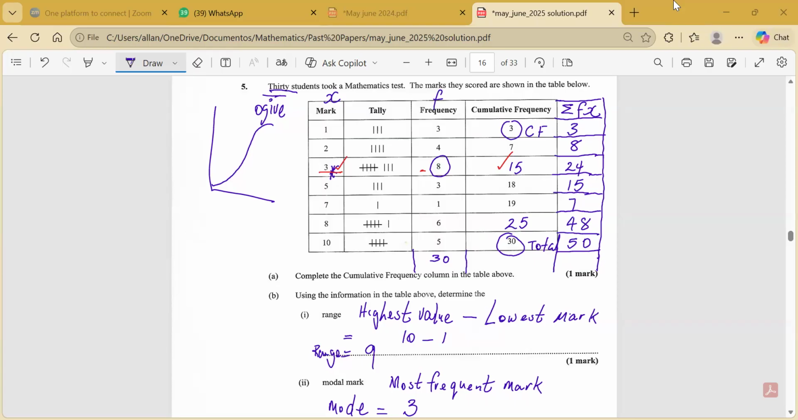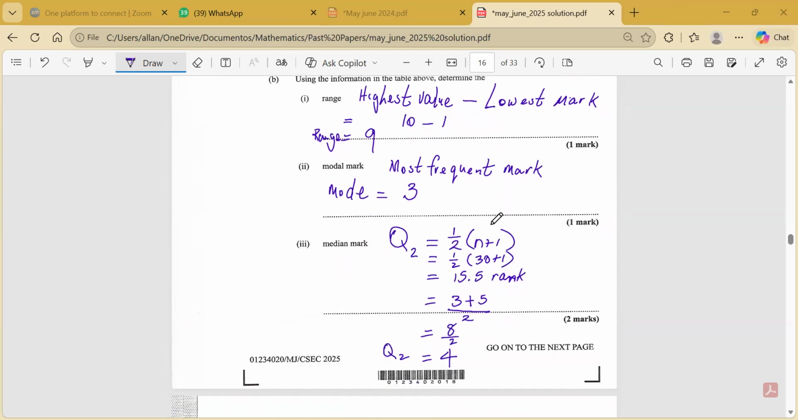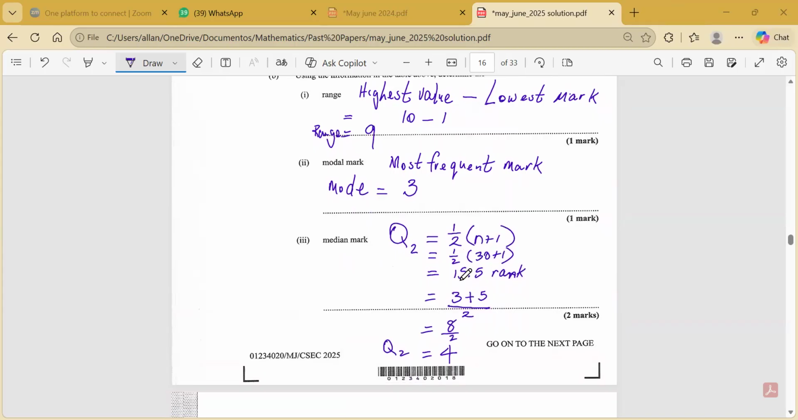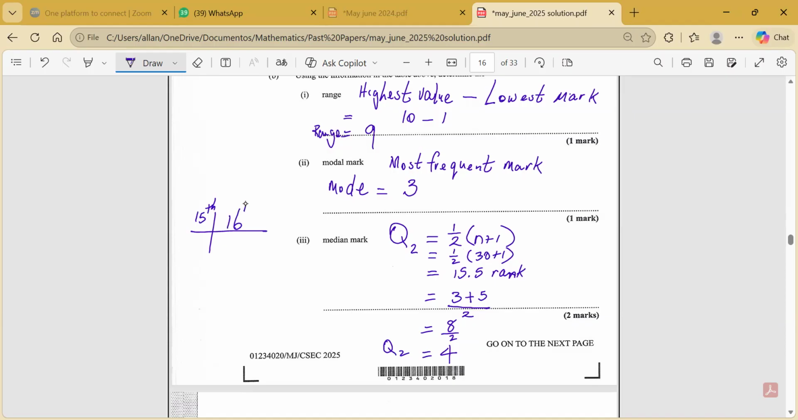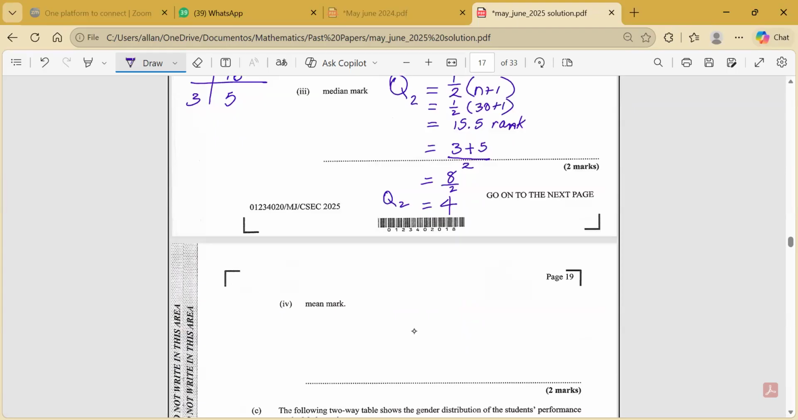So the 15th rank, yes, Garcia, 15th. Remember, we got 15 and a half, and that would be between 15 and 16. So the 15th and a half would be the 15th rank and the 16th. So it must be between the two of them. The 15th was 3, the 16th was 5. To get the middle, it will be 3 plus 5 divided by 2. That's 4. Right, so we work out the mean.